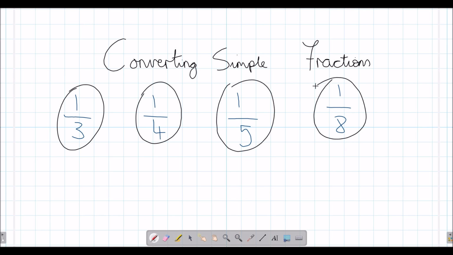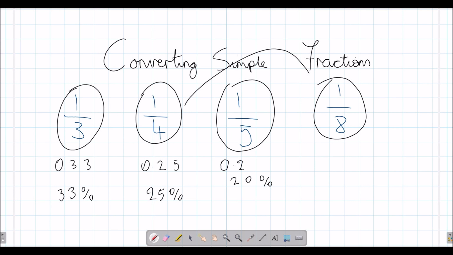worth. Just to summarise here, and we'll go into a bit more detail, a third is worth 0.33 recurring, it'll carry on forever, or 33%. A quarter is worth 0.25 or 25%. A fifth is worth 0.2 or 20%. And an eighth, which is half of a quarter, is worth 0.125 or 12.5%. Let's look at this in a bit more detail.